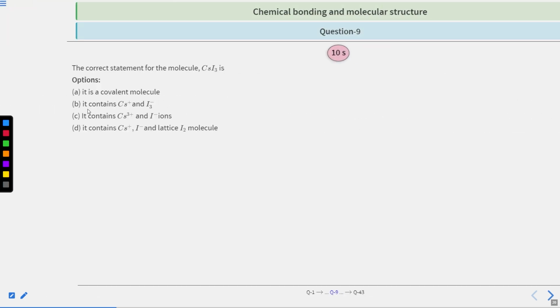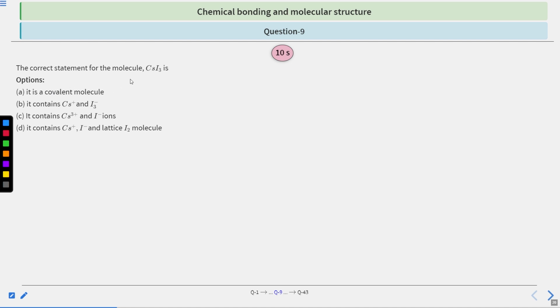Moving on to question number 9. The correct statement for the molecule CsI3 is: options are, it is a covalent molecule; it contains Cs+ and I3- ions; it contains Cs3+ and I- ions; it contains Cs+, I- and lattice I2 molecule. So you have 10 seconds to solve this question. After that, we will see the answer.